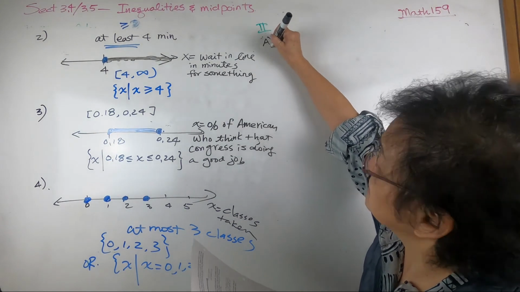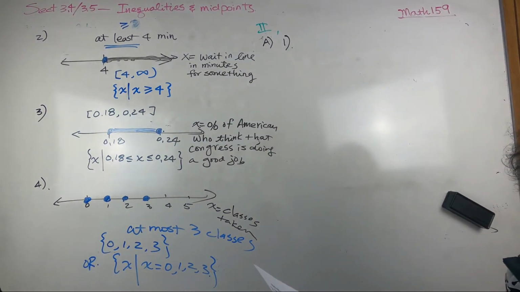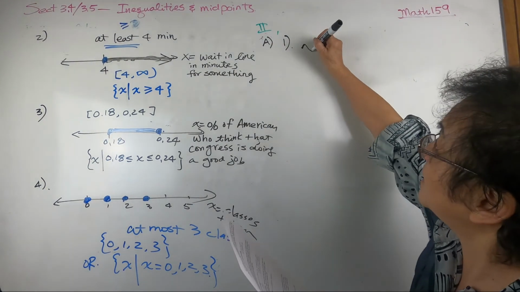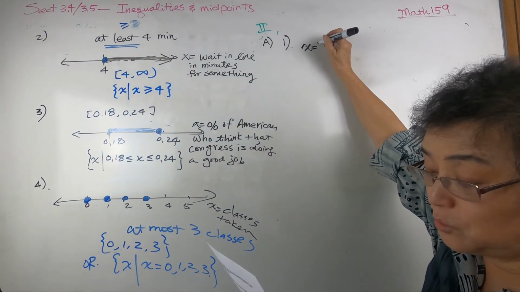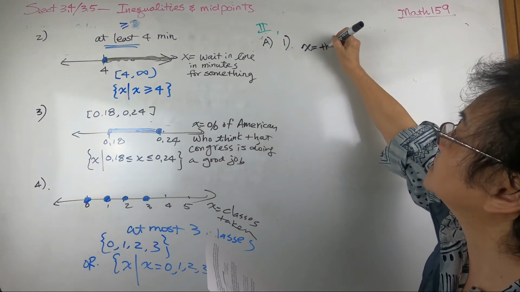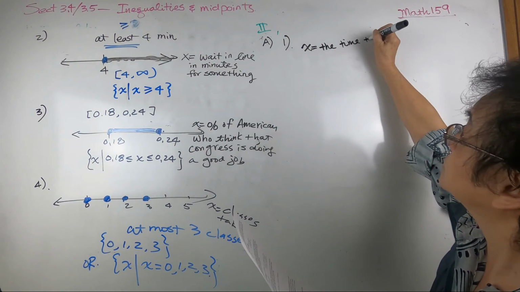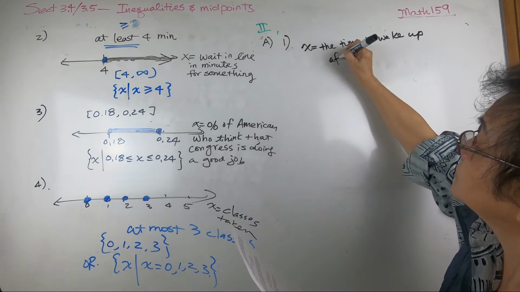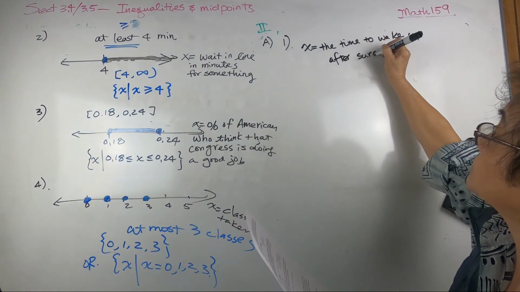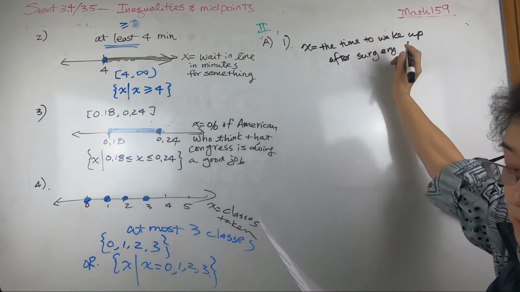Okay, so let's see. First one, you wanted to find the probability that a patient will take at least 3 hours to wake up after surgery. Write an inequality for this situation. So the variable X we are working with is what? The time to wake up after the surgery. That's what we are working with, right?